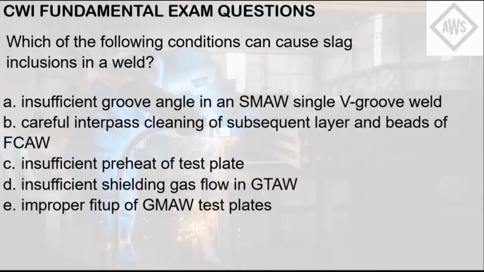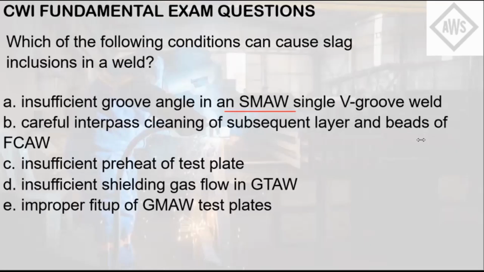Insufficient groove angle, due to its narrow space, can often lead to slag being left in the puddle. So that happens in SMAW. If you have insufficient groove angle, the tendency there is you have a constrained small area where most likely slag will be left because of the tightness of that area. If you're doing careful interpass cleaning, of course, you will reduce the chances of slag inclusion.